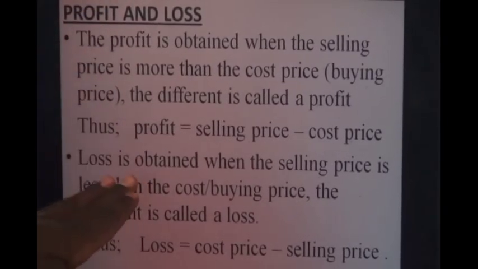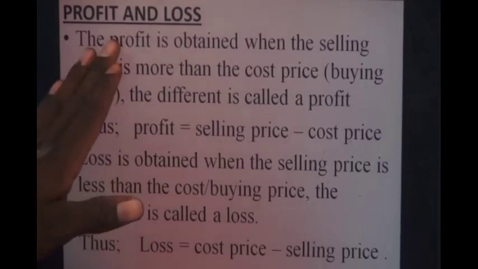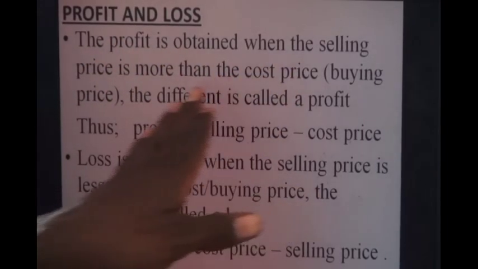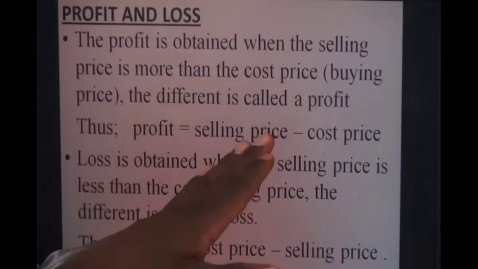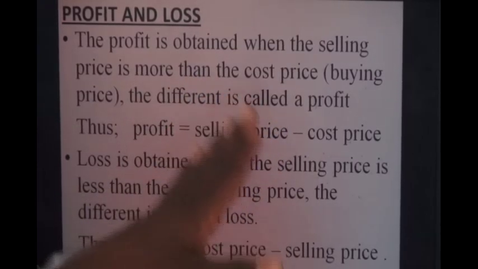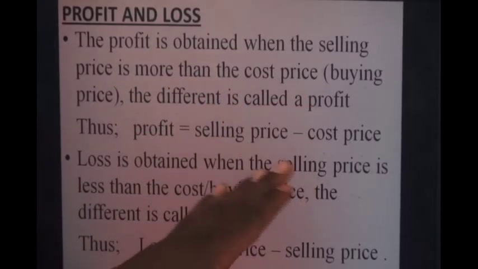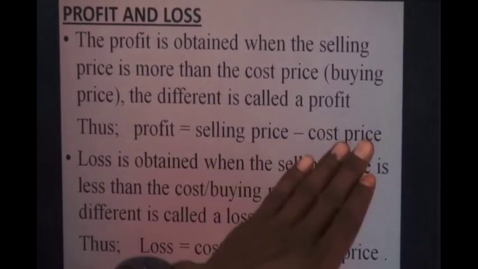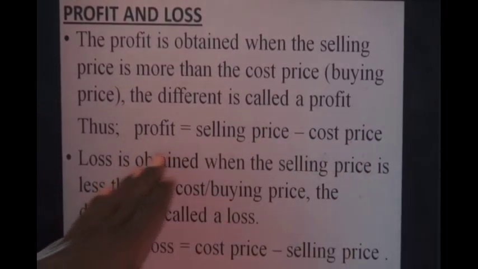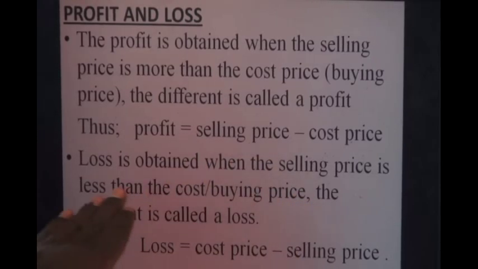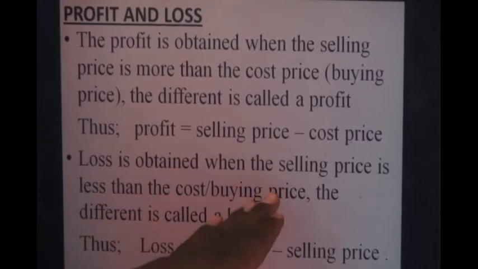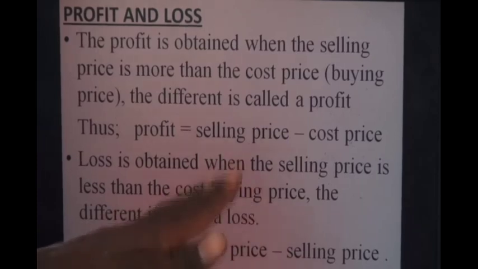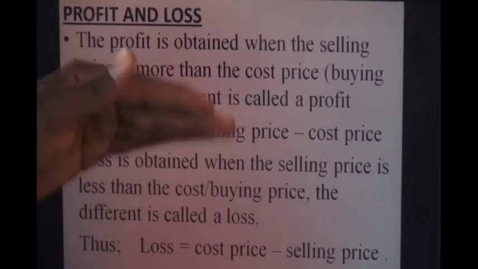Therefore, when we are talking about loss and profit, we have the difference between them. Profit is obtained when selling price is more than the cost price, that is, buying price. The difference is called a profit, and thus profit is equal to selling price minus cost price. Loss is obtained when the selling price is less than the cost or buying price. The difference is called loss. Now, loss is equal to cost price minus selling price.